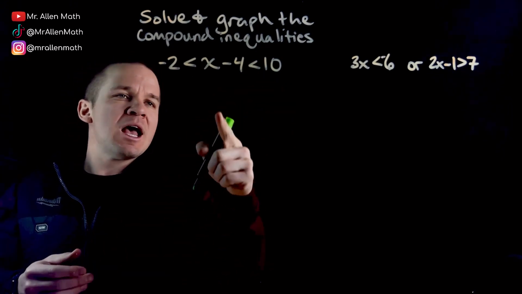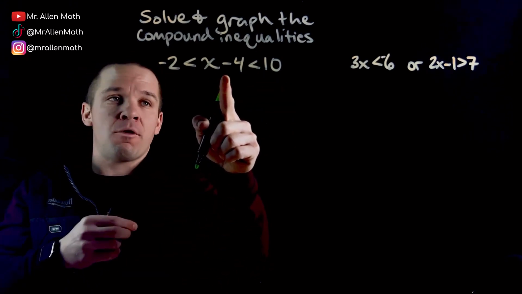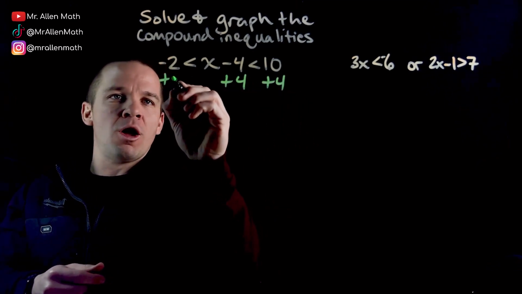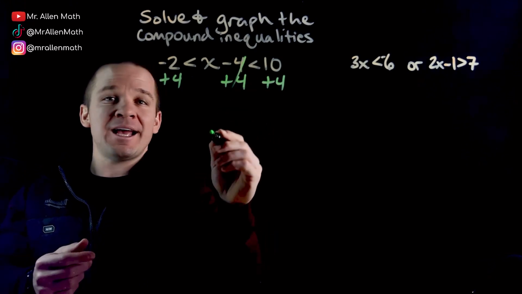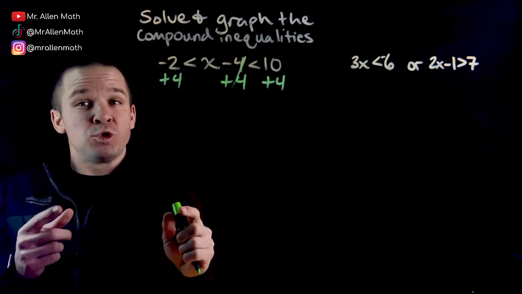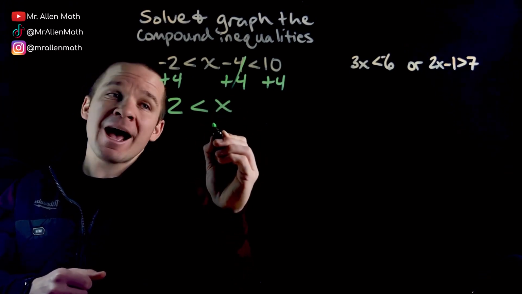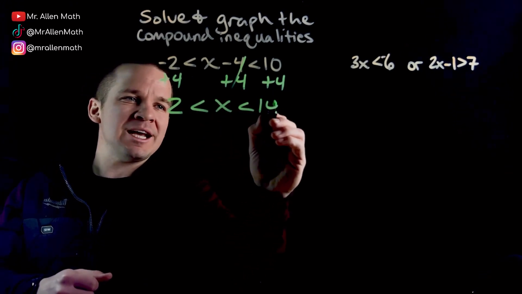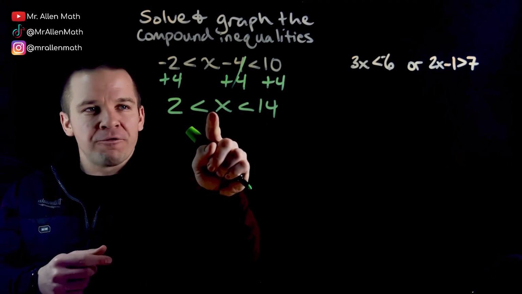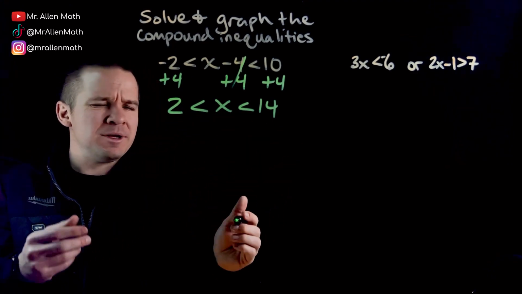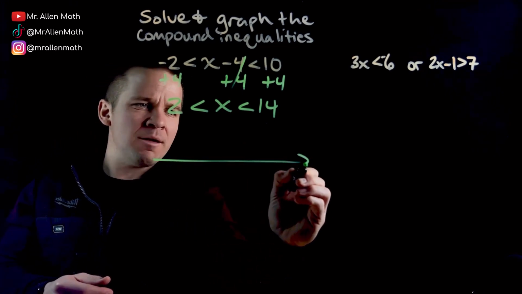Now to solve these, I'm going to have to undo the subtraction of 4 here. I'm just going to have to add 4, but I got to add it to all three parts. That cancels that right there. -2 plus 4 is now +2. Then I got my x, and then I got 14. That's it. If I had a coefficient here, I'd have to divide, and I divide on all three parts. Cool. No big deal. Now let's graph this thing on a number line.